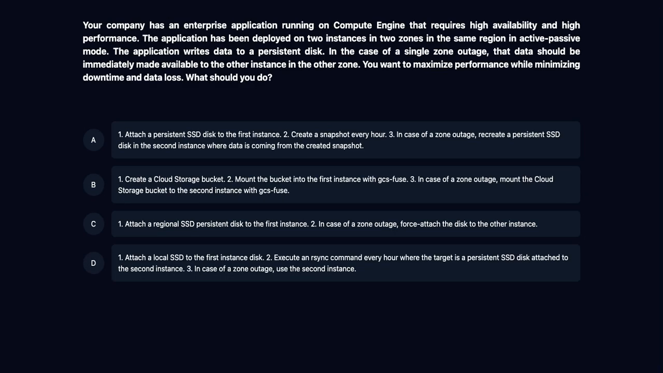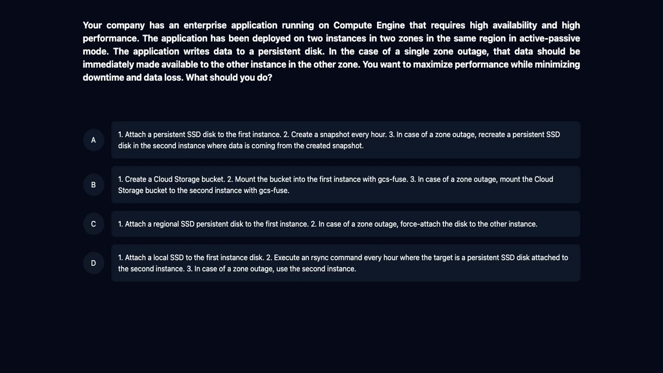Your company has an enterprise application running on Compute Engine that requires high availability and high performance. The application has been deployed on 2 instances in 2 zones in the same region in active-passive mode. The application writes data to a persistent disk. In the case of a single zone outage, that data should be immediately made available to the other instance in the other zone. You want to maximize performance while minimizing downtime and data loss. What should you do?